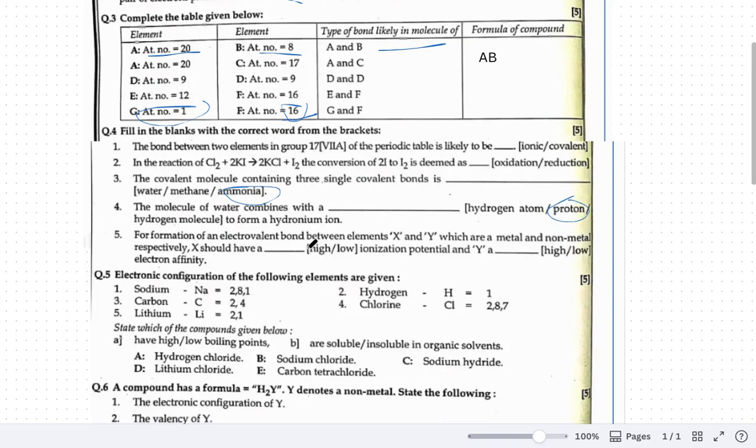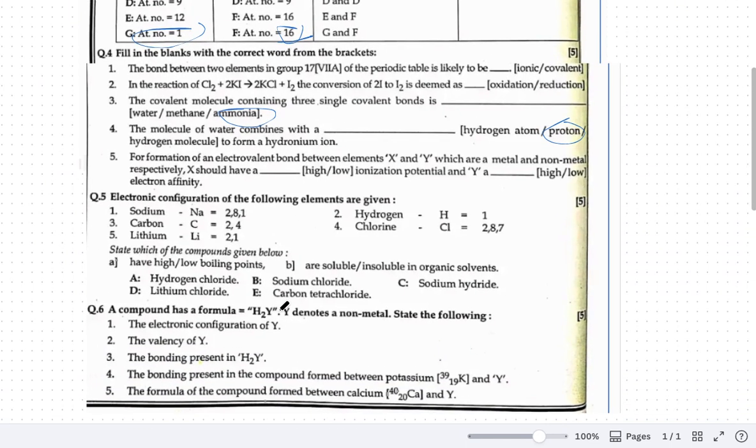For formation of an electrovalent bond between X and Y, which are a metal and a non-metal respectively, X should have a low IP, ionization potential, and Y should have a high electron affinity. Electronic configurations of the following elements are given. Now you can see some electronic configurations given.